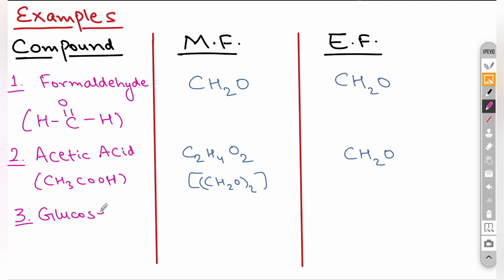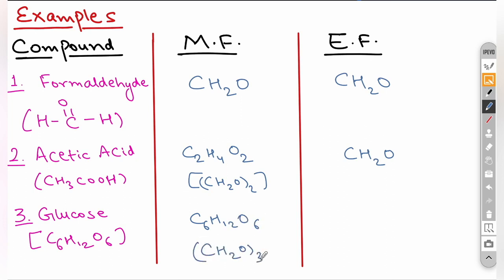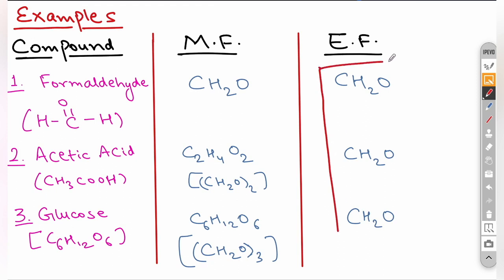The next example is of glucose, C6H12O6. Molecular formula, you know, C6H12O6. We can write it as CH2O whole thrice. And empirical formula will again be CH2O because it's the simplest whole number ratio.